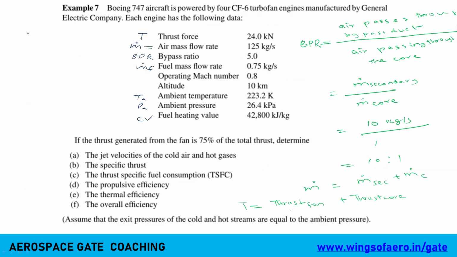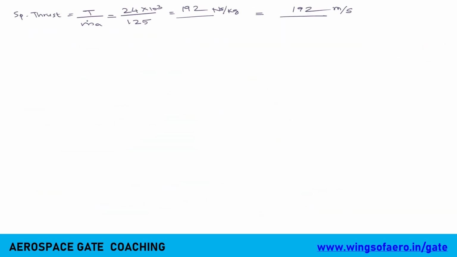Then what is the next thing we have to find? We have to find SFC. Right. So the SFC formula we have already seen. What is the SFC formula? Anyone? Mass flow rate of fuel by thrust. So mass flow rate 0.75 by thrust, which is 24 into 10 power 3. Okay.